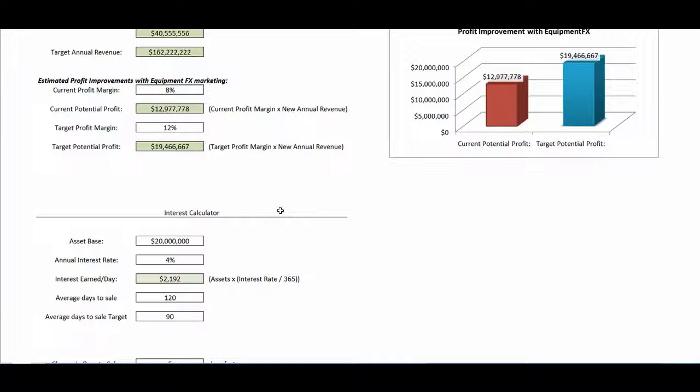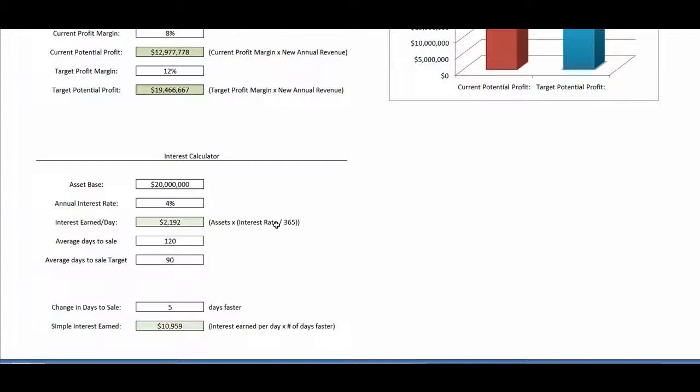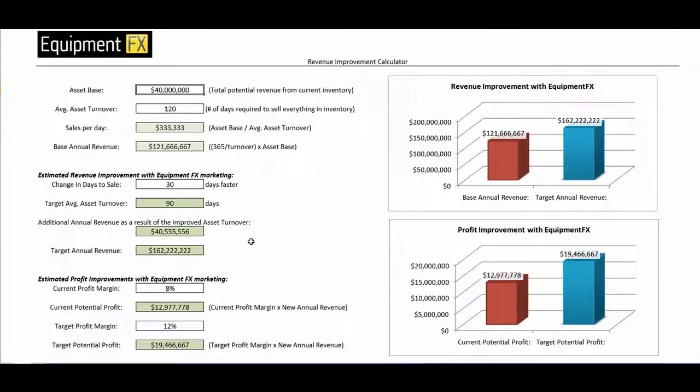There is an interest calculator here on the bottom which adds additional carrying cost benefit. Put your average asset base in here, your average interest rate here, interest earned per day, days to sale from 120 to 90, 5 days faster, whatever your days desired to be faster, and it calculates the inventory for you here, the interest cost. So with that, that's a very brief overview.